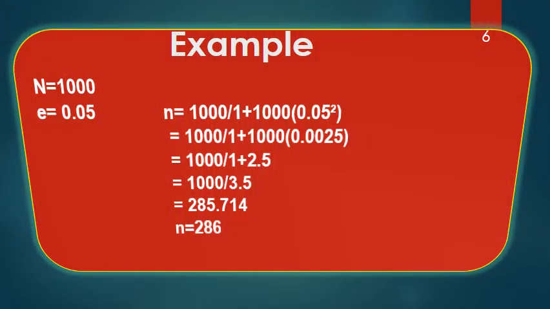This is an example. I decided to take an example where the total population, for this case we are talking of total number of households, where the total number of households in a particular sub-county is 1,000. And we are considering a sampling error of 5%, which is 0.05. We will get a sample size of 286.